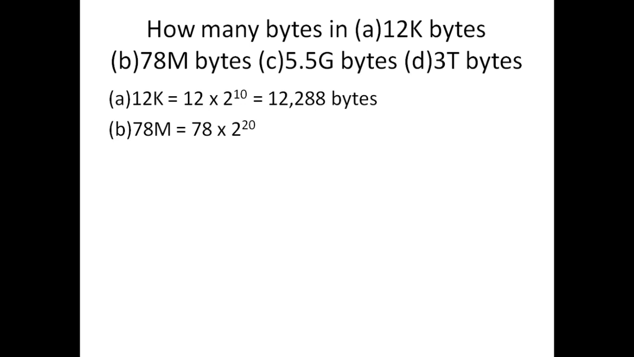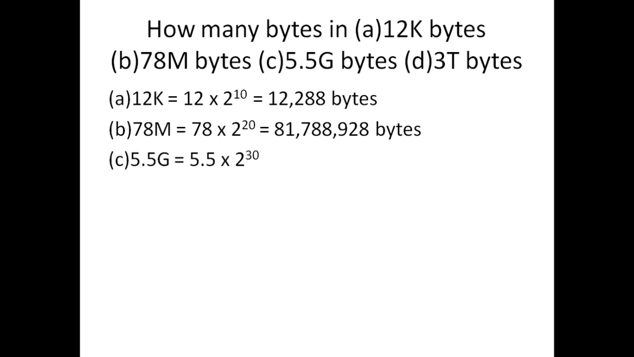Now we need to find out how many bytes in each of the following. We know a kilo is 2 to the power of 10, so we will multiply it by 12, which gives us around 12,000 bytes. We know a mega is 2 to the power of 20, and when we multiply it by 78 we get around 81 million bytes.